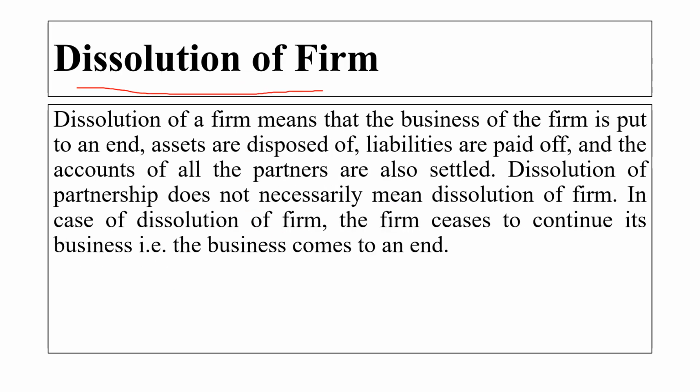Dissolution of the firm. Dissolution of the firm means that the business of the firm is put to an end. The assets are disposed of, the liabilities are paid off, and the accounts of all the partners are settled. In the dissolution, the firm is going to be wound up, which means shut down. So all the assets are disposed of, the liabilities are paid off, and the accounts of all the partners in the partnership will be settled.